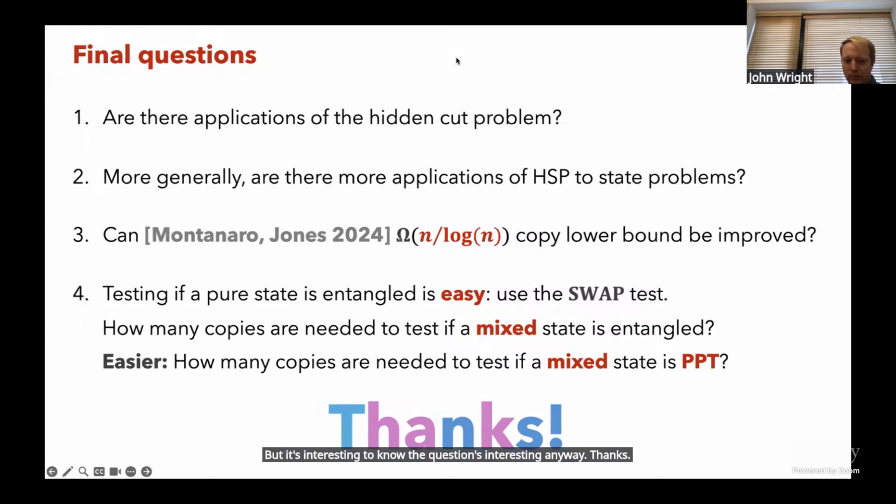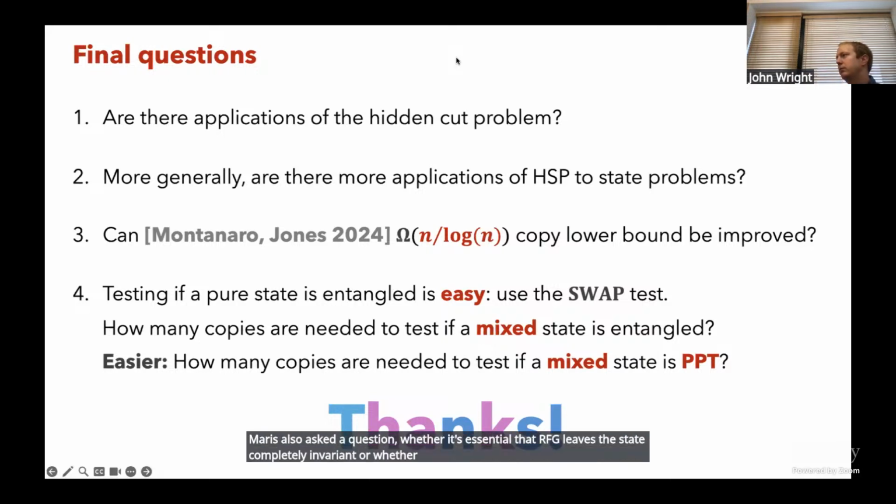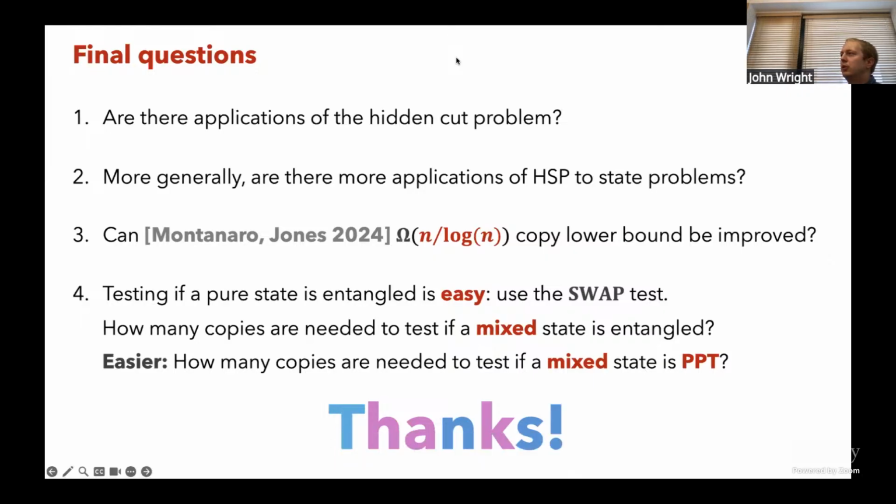Marius also asked a question whether it's essential that R of G leaves the state completely invariant, or whether you can also allow for a global phase. Probably a global phase is fine. What do you think, Adam? Global phase? That's a good question. I'm not sure immediately off the top of my head.